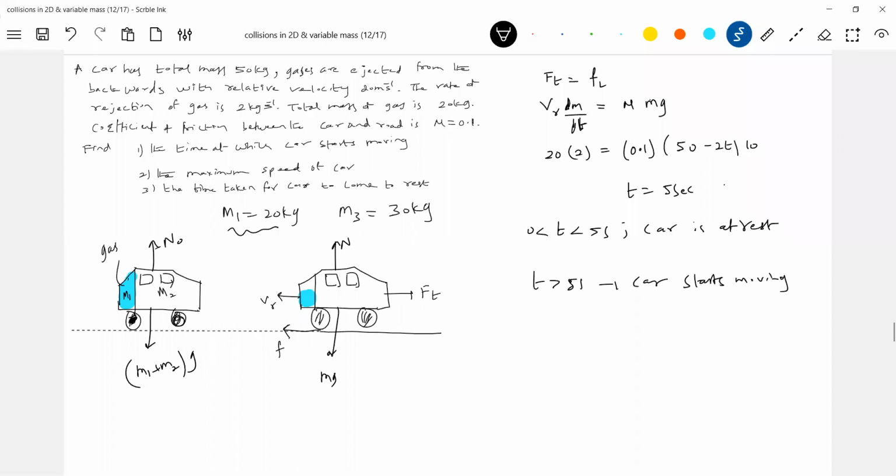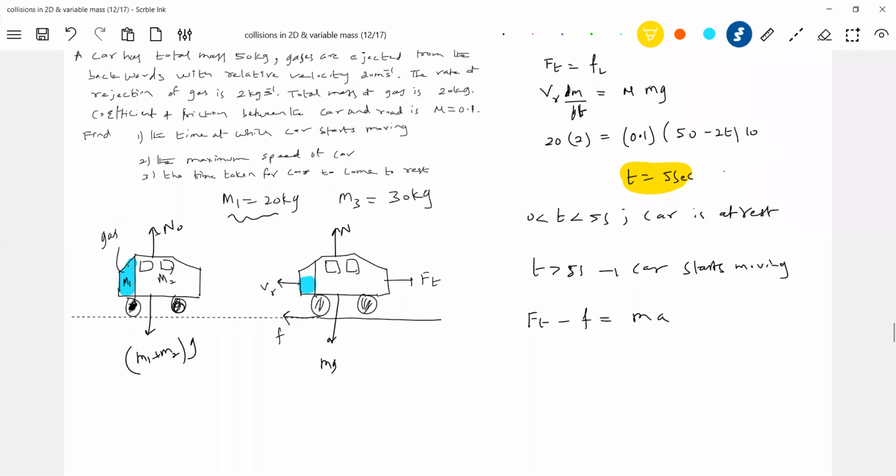Able to understand now? So now let's write the equation. F thrust minus F should be equal to ma. So what is being asked now? The time at which the car starts moving. That is the first part. Then the maximum speed of the car. The time taken for the car to come to rest.